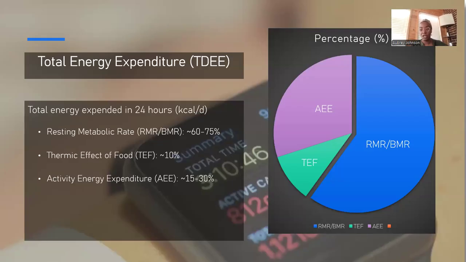The next component of energy expenditure is the thermic effect of food. You actually do burn calories breaking down the food that you eat, and this approximates about 10% of your total energy expenditure. The last component is activity energy expenditure, which is the most variable component. It doesn't just comprise the exercise you do, it comprises walking, doing chores, and so forth. There are a couple of other components of activity energy expenditure, but we're not going to talk about them in this video.